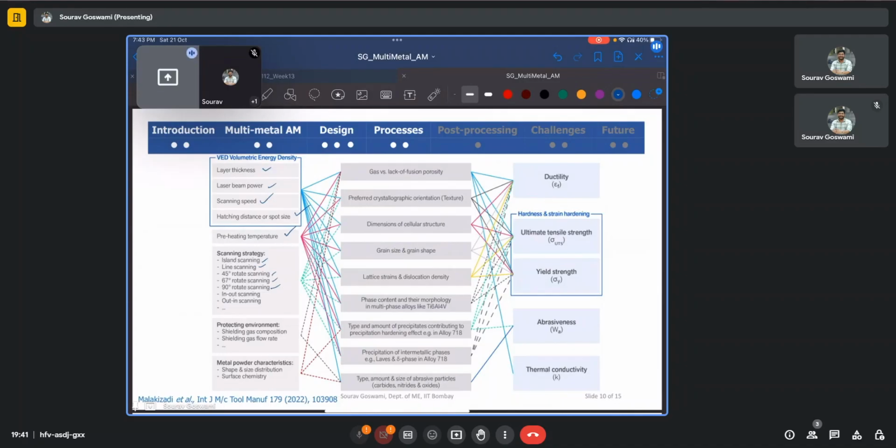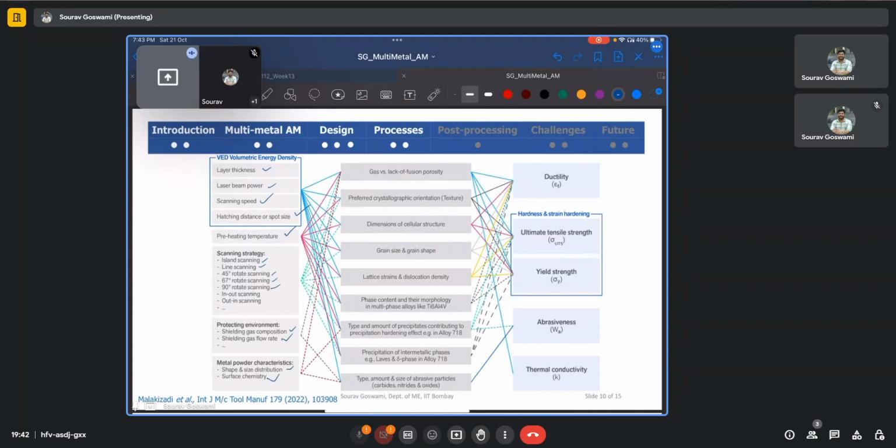The environment which is used, whether it is using a shielding gas, if yes, what is the composition, what is the flow rate, the powder or the feedstock characteristics itself in terms of shape and size distribution, the surface chemistry. And we also know that for wire feedstock, if the feedstock itself has defective surfaces or some elemental uptake or gas uptake in the feedstock state, these defects will also translate to poorer surface finish in the as deposited state.